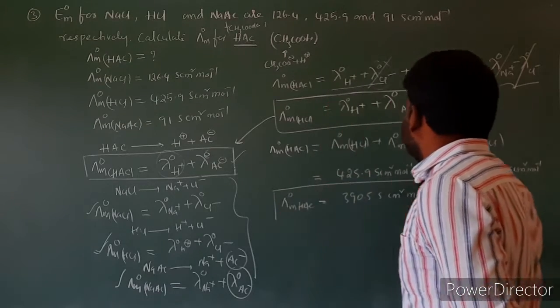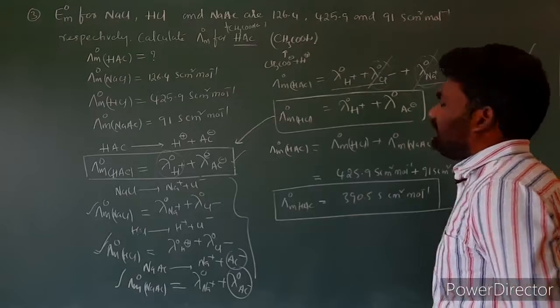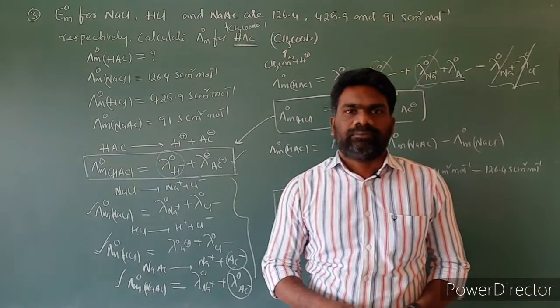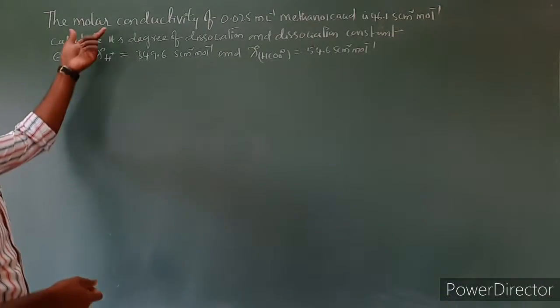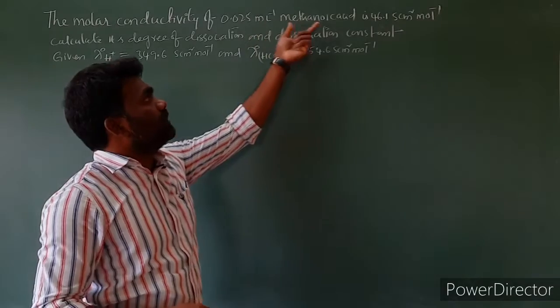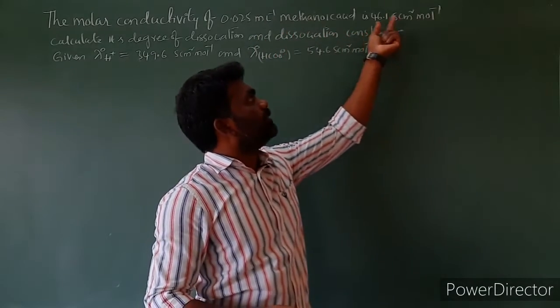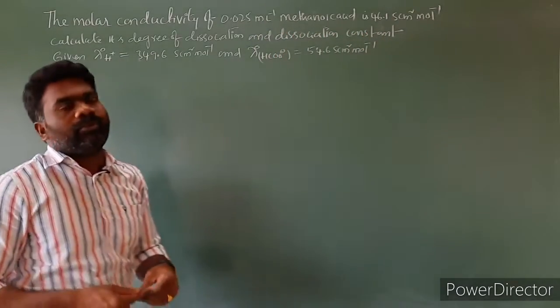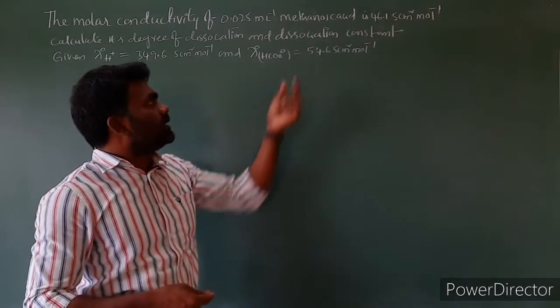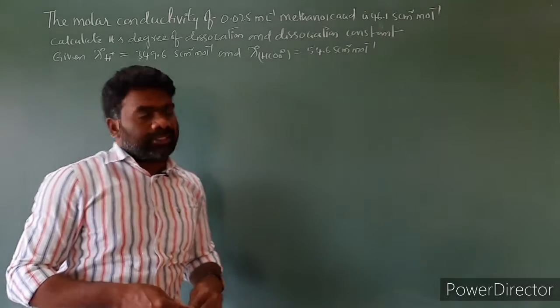Lambda m naught HAC. So this is the problems based on applications of Kohlrausch law. Next problem. The molar conductivity of 0.025 mole per liter methanoic acid is 46.1 Siemens centimeter square mole inverse. Calculate its degree of dissociation and dissociation constant.